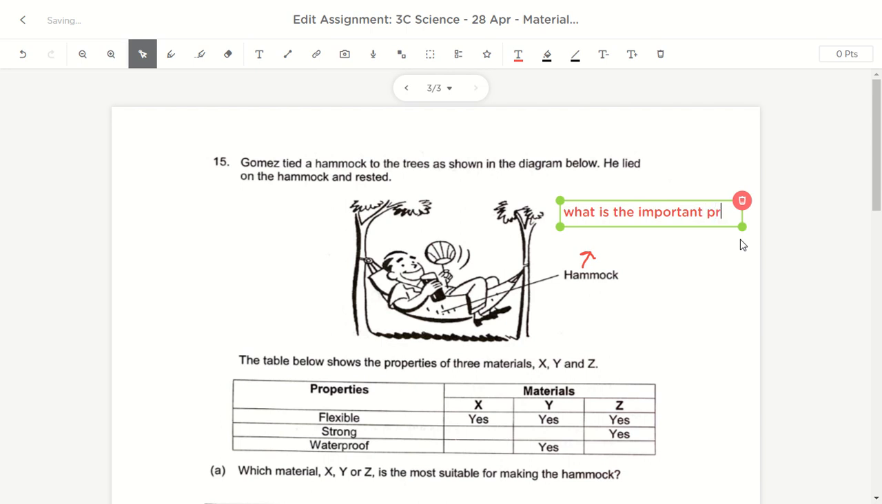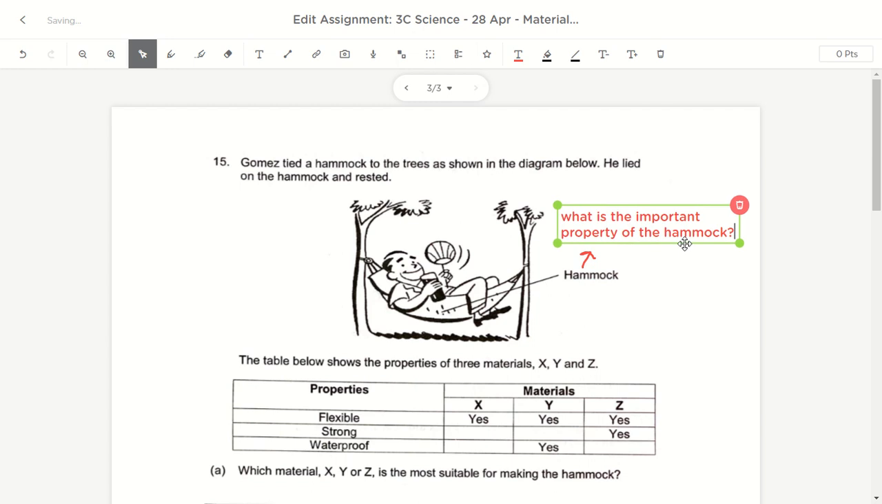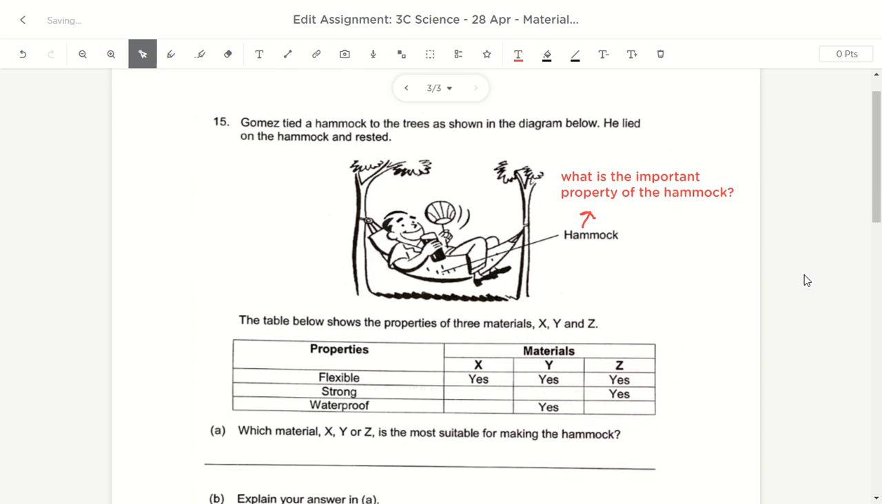So always link back to the property of the material, the function of the object. Okay, one hint is that, hey, I have a grown-up man that is on the hammock. What property must the hammock have? If not, you will get spoiled, right? So what is the important property that a hammock must have? So think about it.